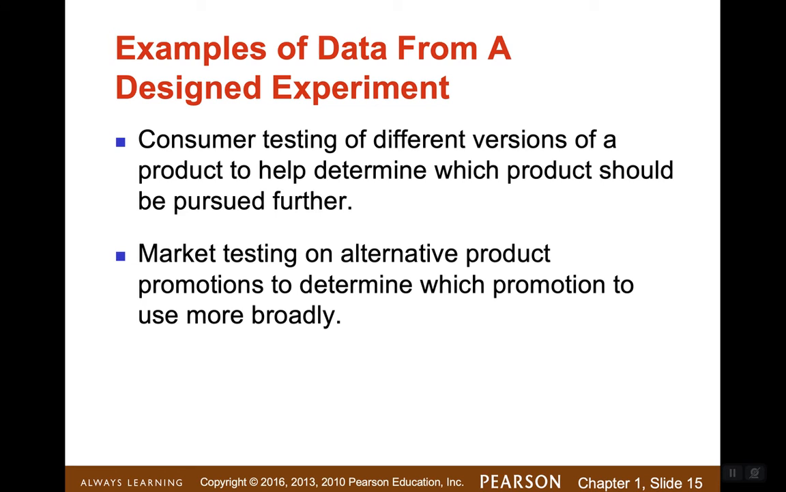Data from a design experiment, a couple different things. We have consumer testing of different versions of a product. We can make a decision or try to evaluate which product should be pursued. Or market testing alternative product promotions to see which one is going to be more effective, which promotion to use, more broadly, what's more effective.